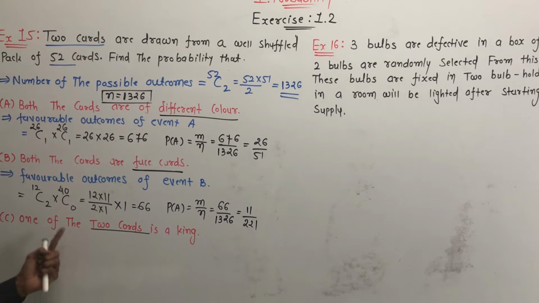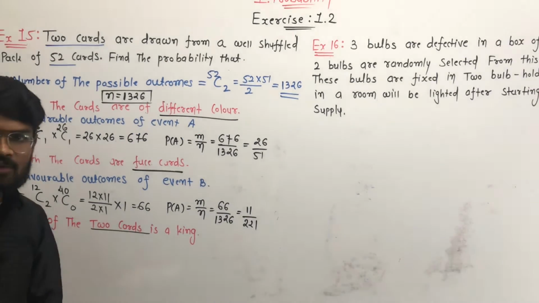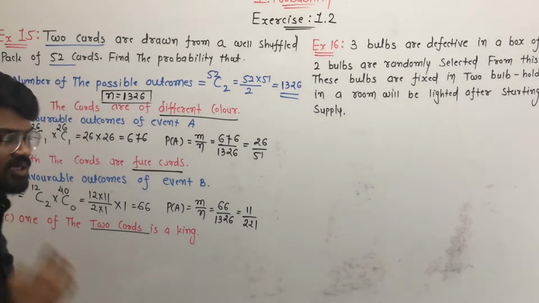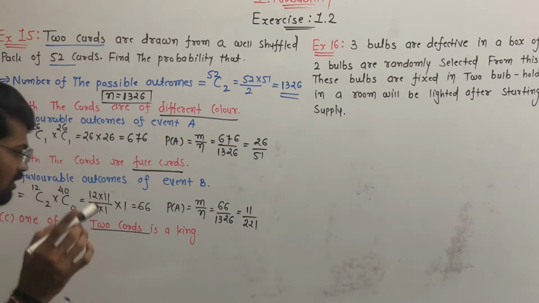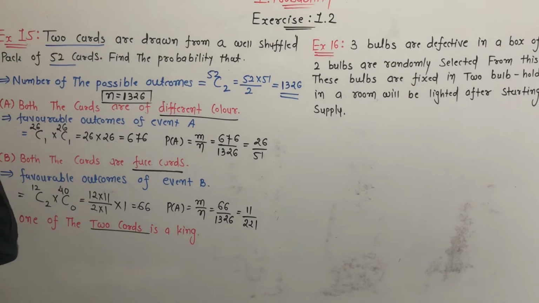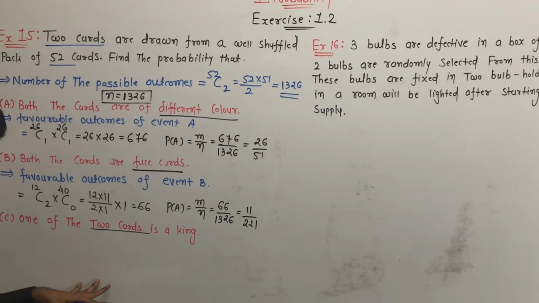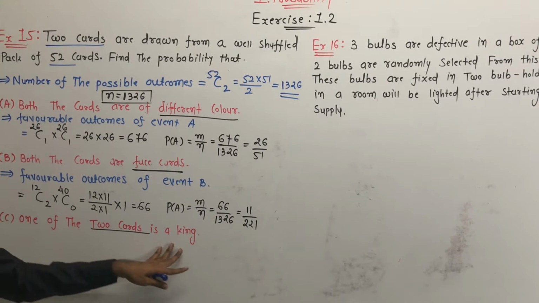Okay, now event C is that one of the 2 cards is a king. Yes, one of the 2 cards is the king. एक कार्ड है वो किंग होना चाहिए और दूसरा कार्ड है वो किंग नहीं होगा तो भी चलेगा. ओके, तो हाउ मेनी किंग्स इन द 52 कार्ड्स? 4 kings. The number of kings in the 52 cards is 4. So we have to select 1 card out of these 4 kings, and we have to select 1 card out of the remaining cards.